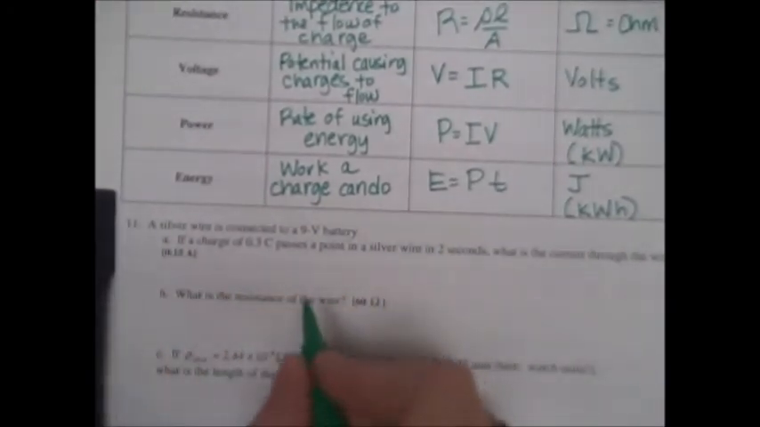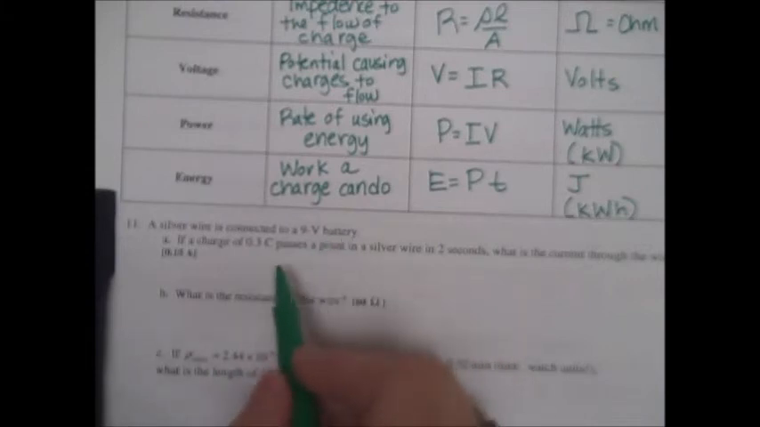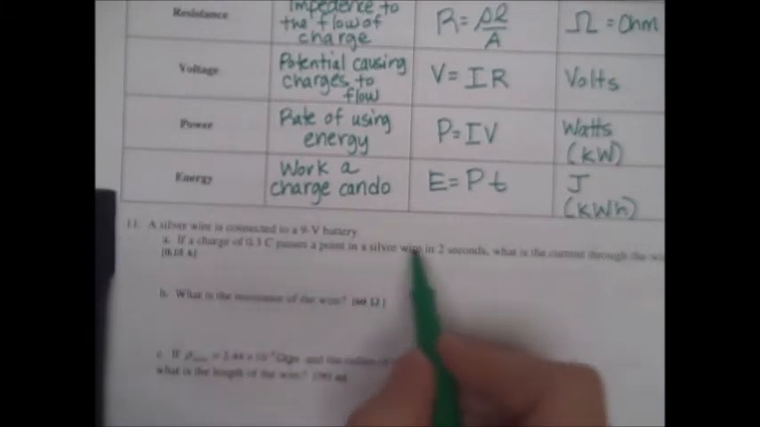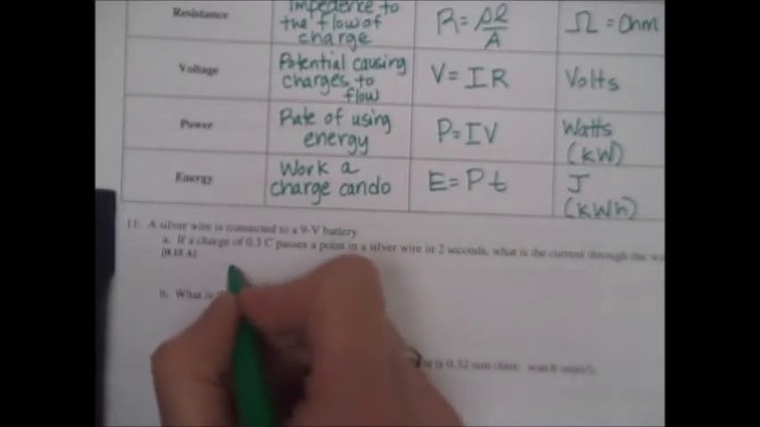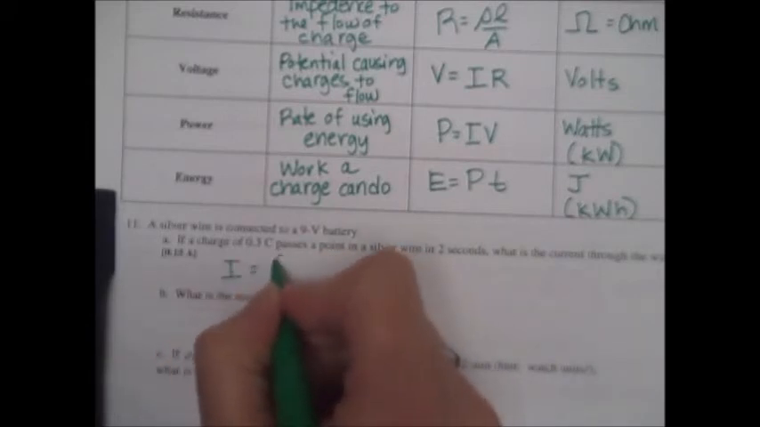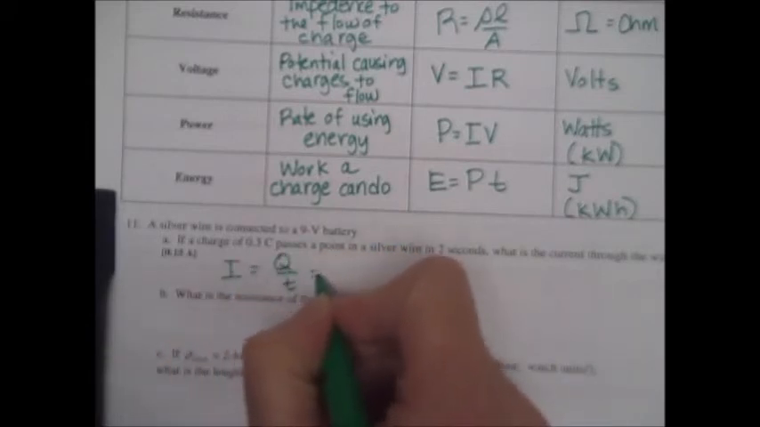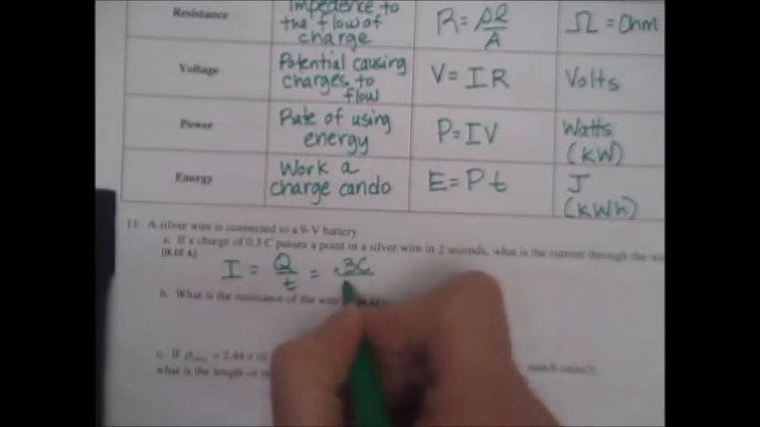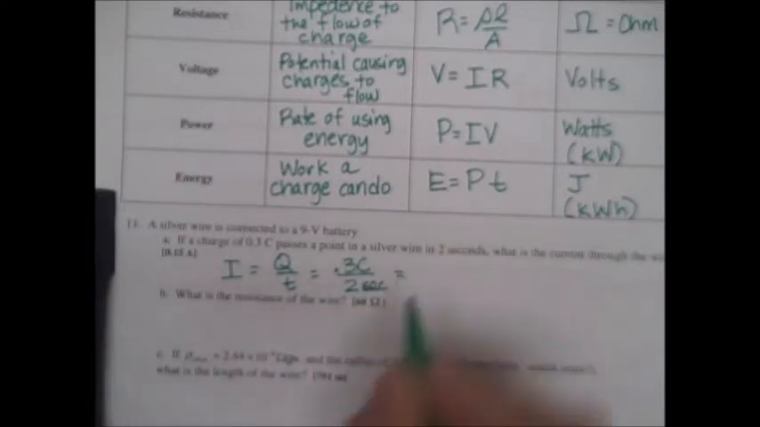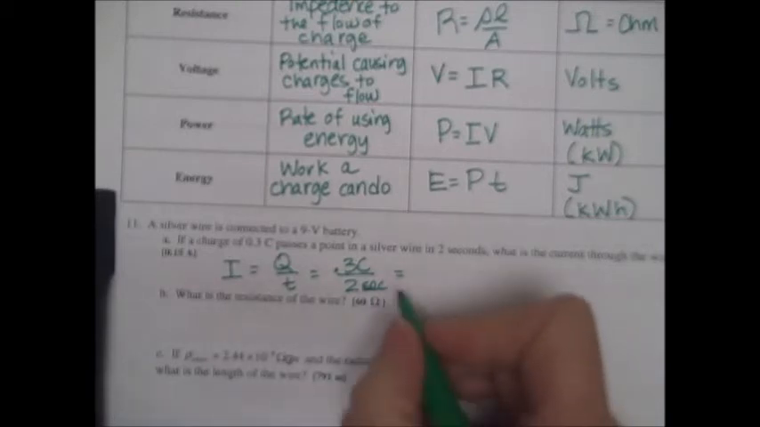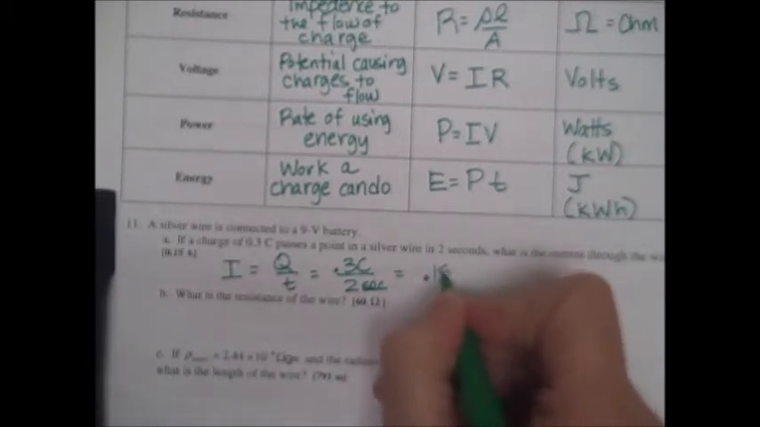So number 11, a silver wire is connected to a 9-volt battery. If a charge of 0.3 coulombs passes a point in 2 seconds, what's the current? I would be the charge per time. So 0.3 coulombs divided by 2 seconds, and you get 0.15 amps.